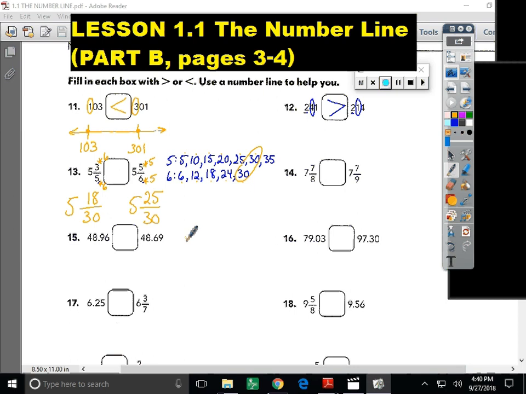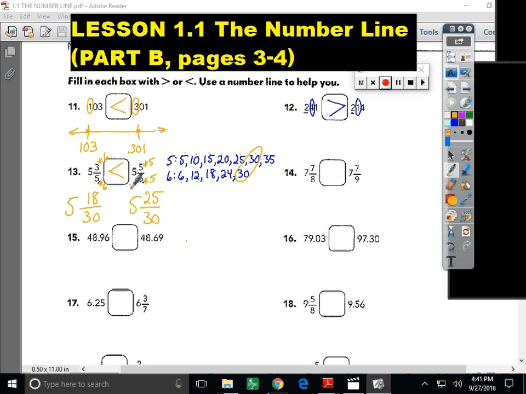Of course it is. If you notice, we have the same whole numbers and the same denominators. So really, the deciding factor here is who has more pieces or parts. Is 18 greater than or less than 25? Hopefully you're recognizing that 18 is less than 25. So 5 and 18/30 is less than 5 and 25/30. And that will also make our original inequality true.